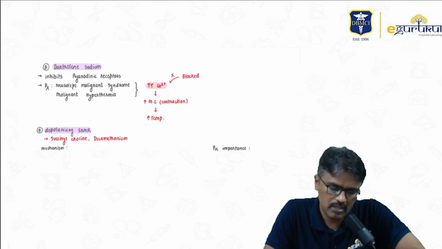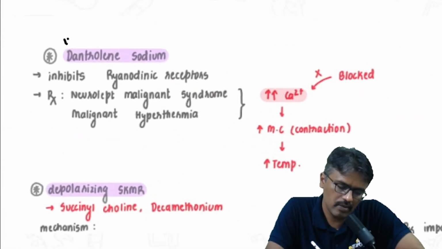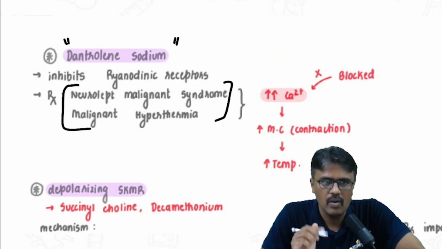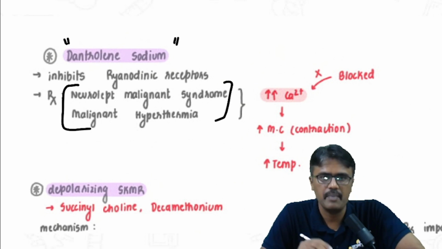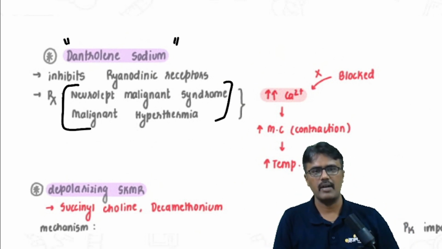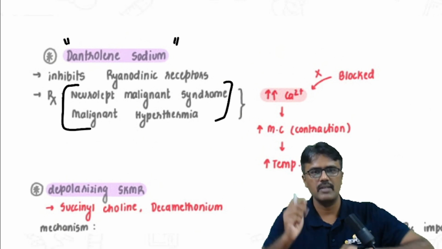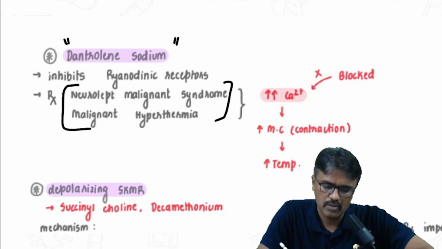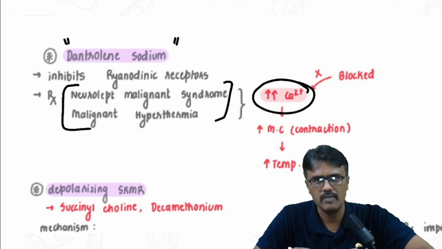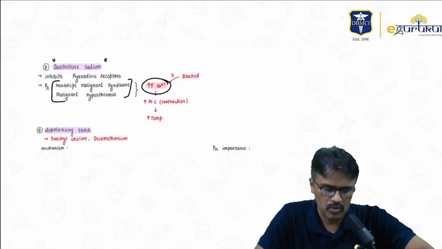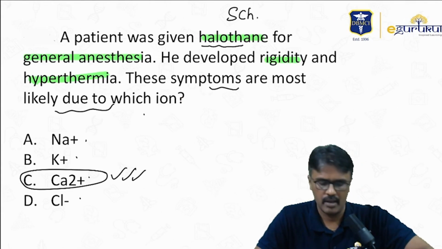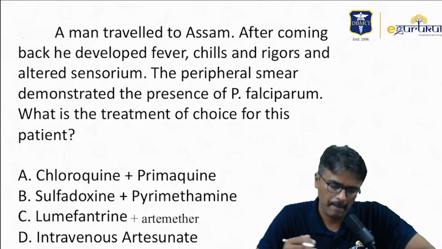Now, this was discussed when I discussed dantrolene sodium. Dantrolene sodium is considered the drug of choice for neuroleptic malignant syndrome and malignant hyperthermia. What is the problem here? The calcium channels are hyperactive. Because of that, the patient will have more muscle contraction. So I need to block the ryanodine receptor, and that is blocked by dantrolene. So the ion that is going to cause this malignant hyperthermia is calcium. So the answer for this question is calcium. Now moving on to the next question.